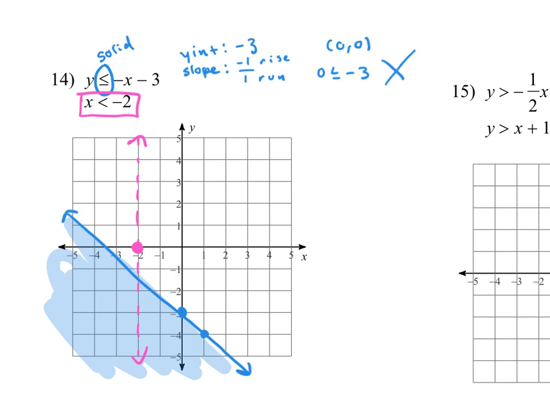What do we do next? Plug in 0, 0. So 0 is less than -2. Is this true? No? So where are we going to shade? To the left. What do we need to do next? Erase. So we erase everything that's not in common.